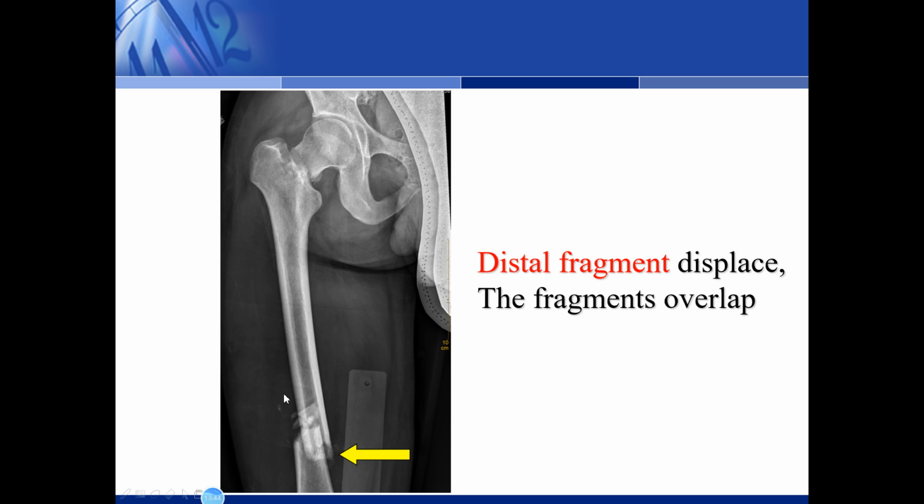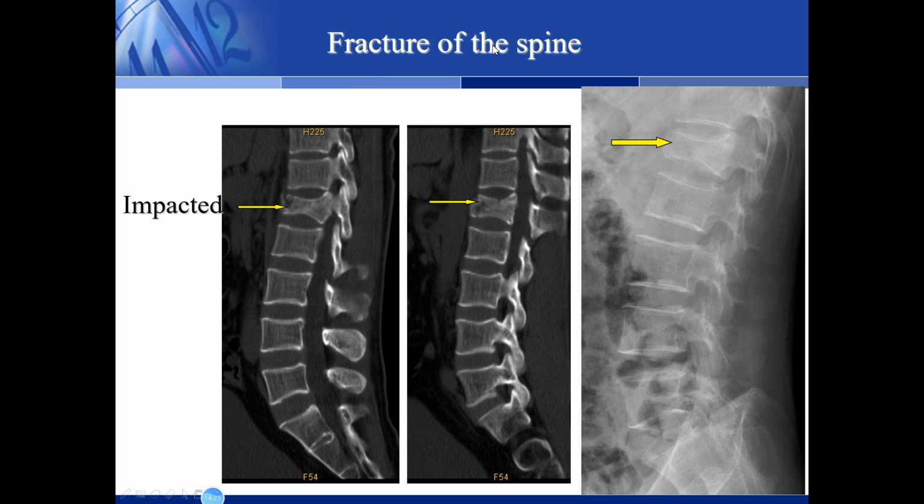Here is the film of the fracture in the distal part of the femur, and we could see the distal fragment. Here is the distal fragment displaced. The opposite parts of the fragments overlap. So when you make a diagnosis of fracture, you may describe that the distal fragment is displaced and the fragments overlap. You could describe these details.